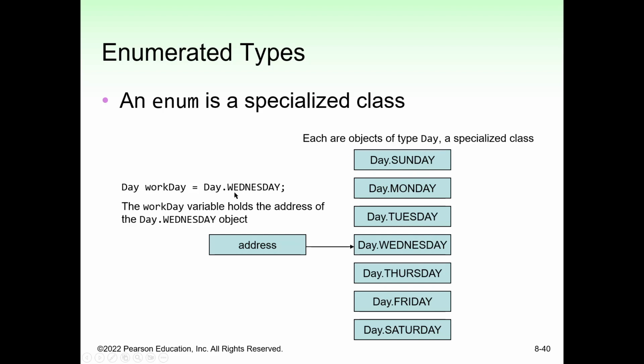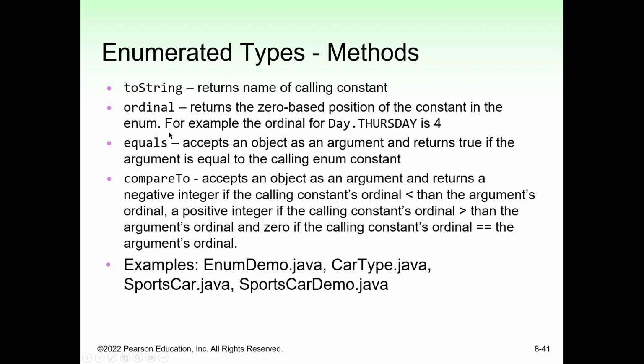Yeah, I don't know what else to tell you about this topic. It's just a way to create certain objects that you want to have to hold certain values. Here are a couple of methods that your enumerated types will use.